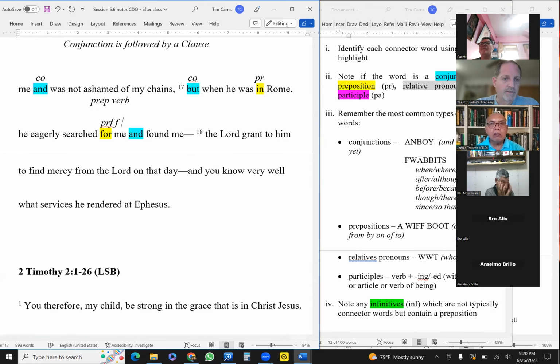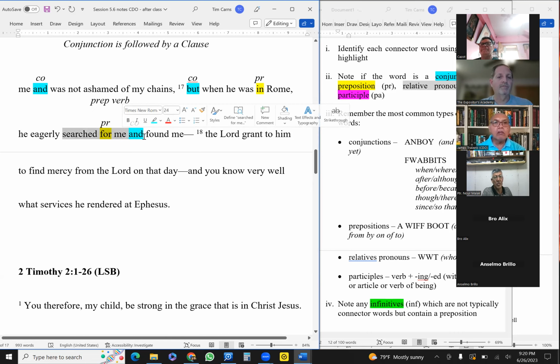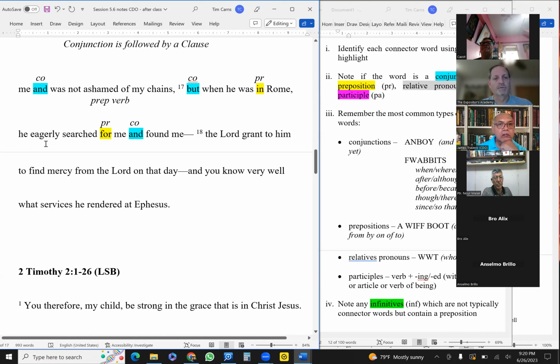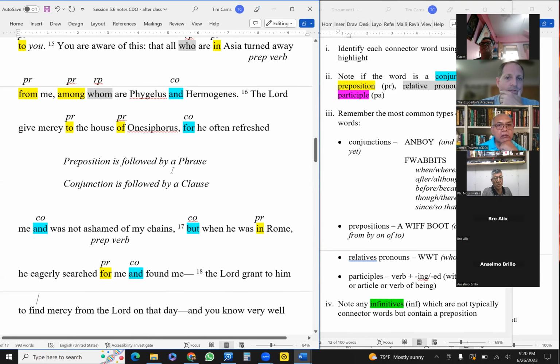In this case, the and is connecting a verb and an object. So it searched for me and found me. So this conjunction is connecting those two clauses. All right. Very good.